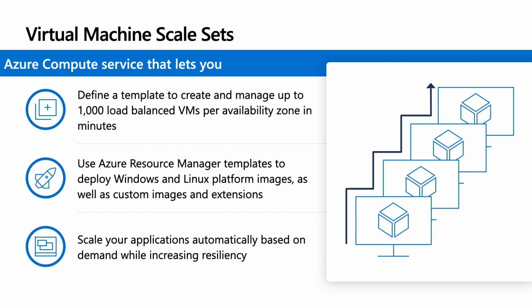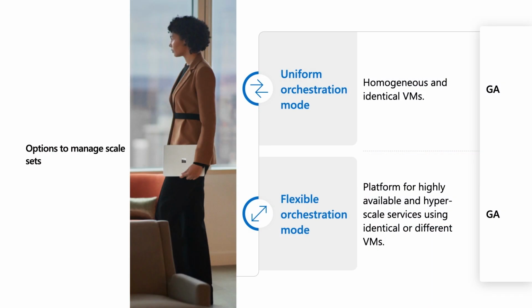It provides integration with Linux and Windows images as well as extensions. VMSS also provides a highly resilient infrastructure which can scale out and scale in automatically using autoscale. There are two ways to manage VMSS today. The one which has been in market for some time, which is VMSS Uniform, and the other one which is VMSS Flexible Orchestration Mode, which we released last year. Today we're going to focus mostly on VMSS Flex, as we call it, for the Flexible Orchestration Mode.